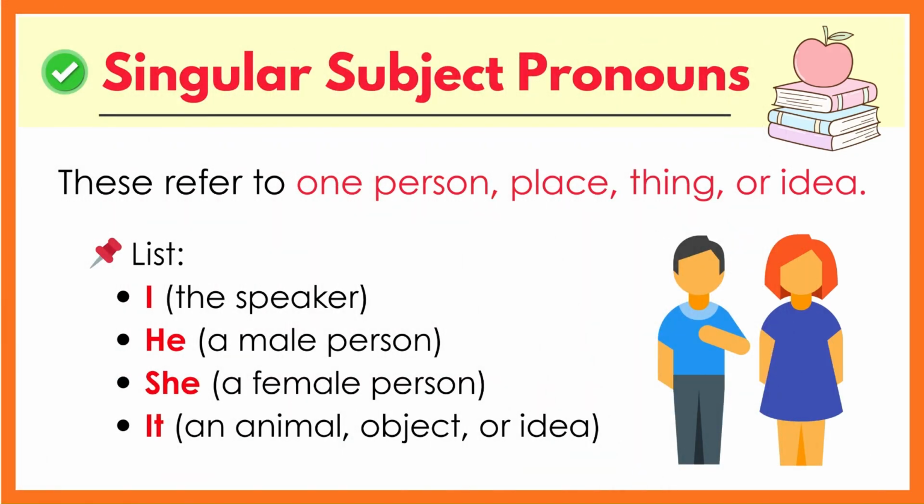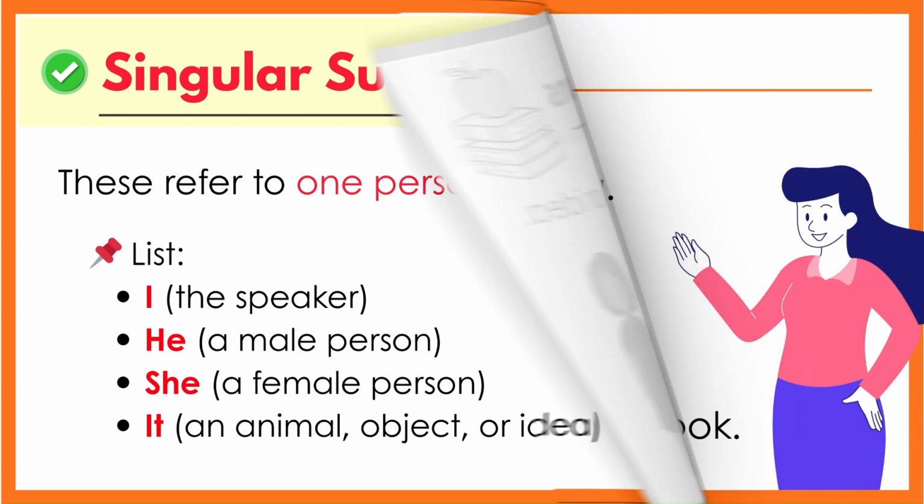Singular subject pronouns are used to refer to one person, place, thing, or idea. Let us look at the list. I, used by the speaker. He, used for a male person. She, used for a female person. It, used for an animal, object, or idea. Remember, these pronouns replace singular nouns in a sentence to avoid repetition.